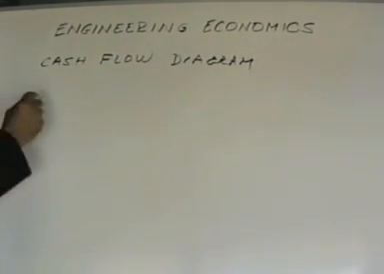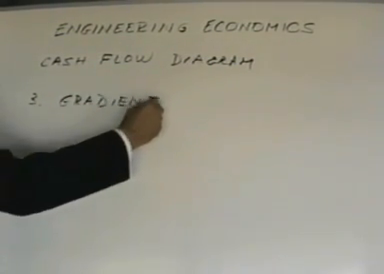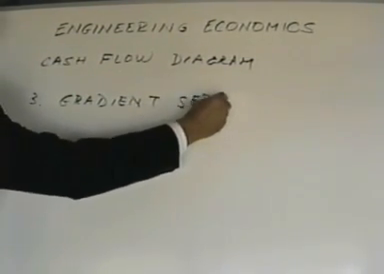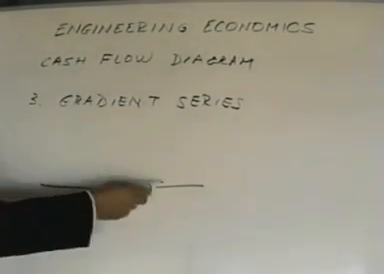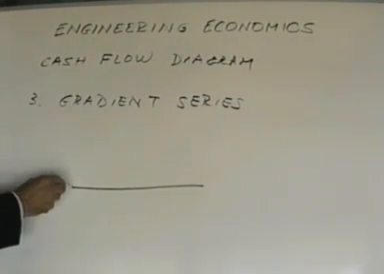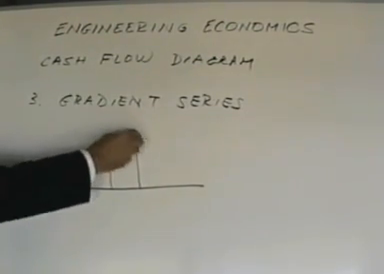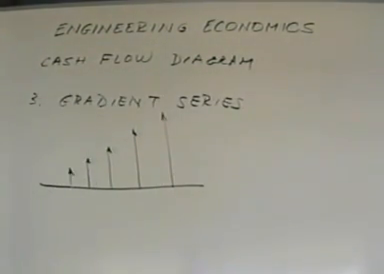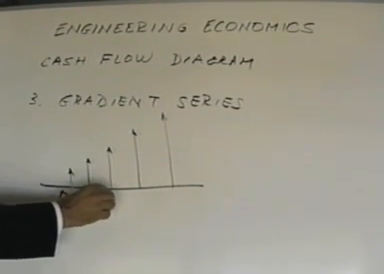The third one is called a gradient series. And in the gradient series, over a period of time, we have payments that are increasing, probably in a linear fashion. And this is a gradient series cash flow diagram. Starting off at, this could be t equals a couple of years, and this would be 3, 4, 5.